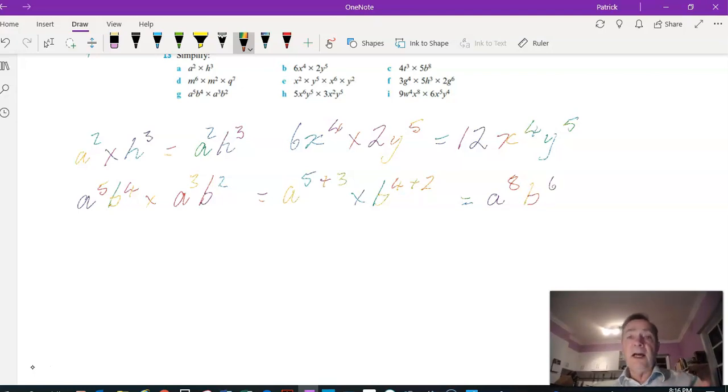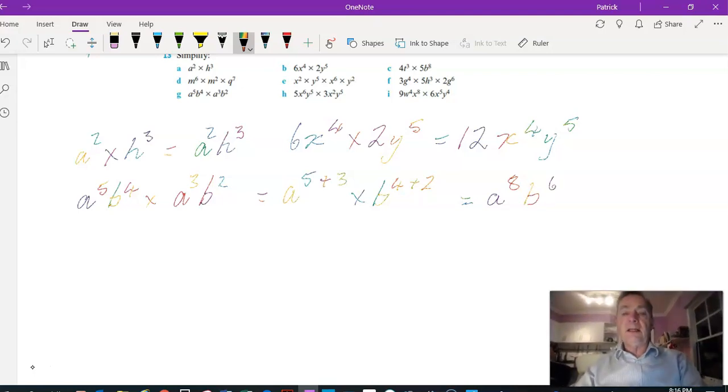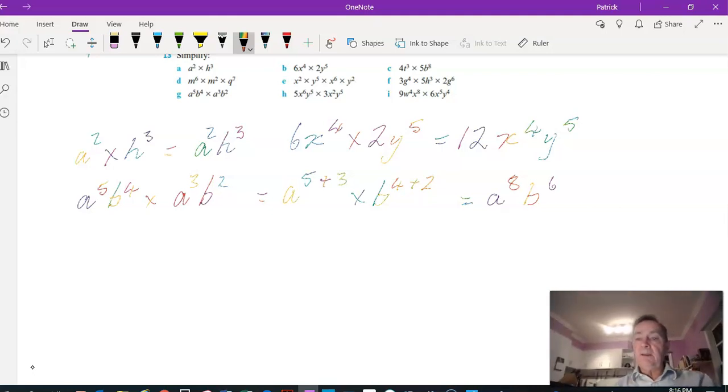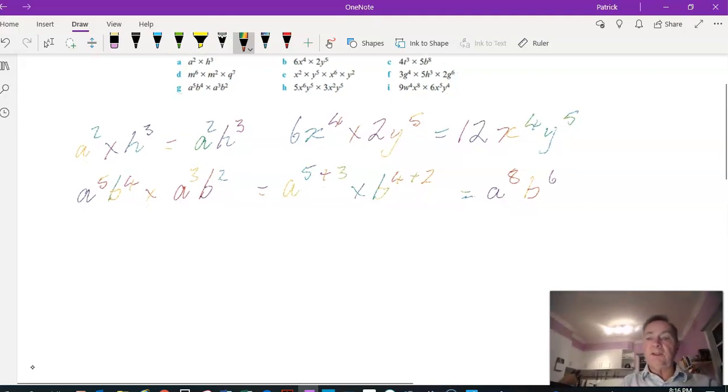So we've got a to the 8th, b to the 6th, and that's given us a fairly straightforward one. Not the same base, but where we have a's as the same base, we've added the powers. Where we had b as the same base, we've added the powers, and then it's a to the 8th, b to the 6th. It's pretty straightforward.